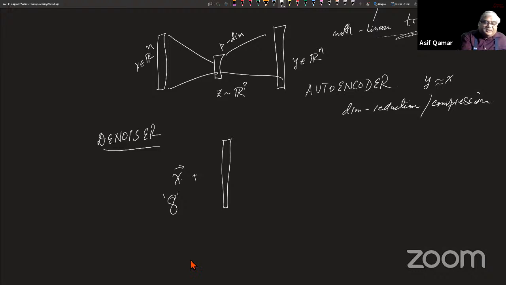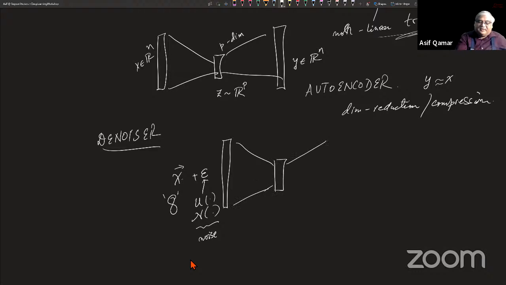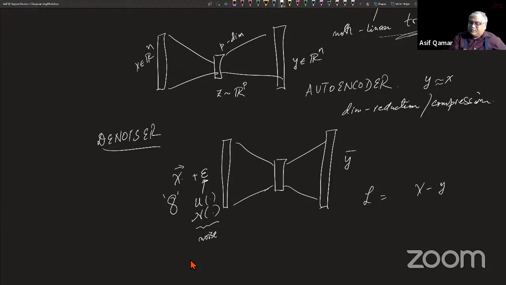But what you deliberately do is add some kind of noise. It could be uniform noise, it could be normal noise. And then you train this autoencoder, but you put a very interesting requirement. Even though you added noise to the actual input, you keep your loss function still the same, which is X minus Y squared.